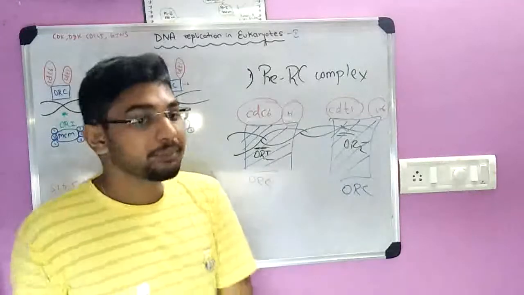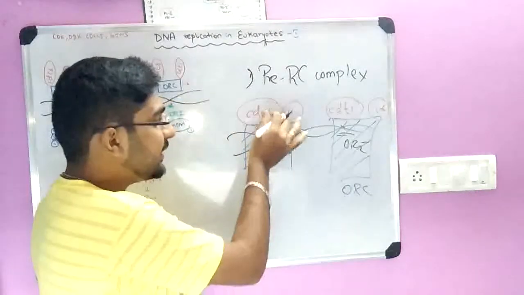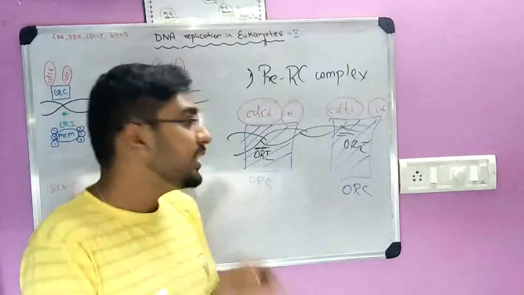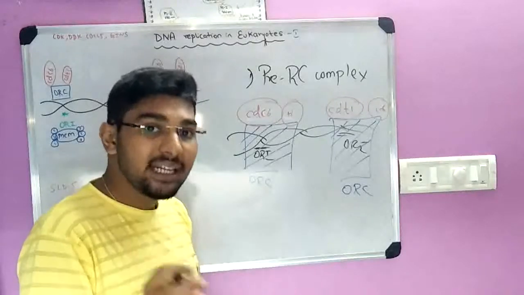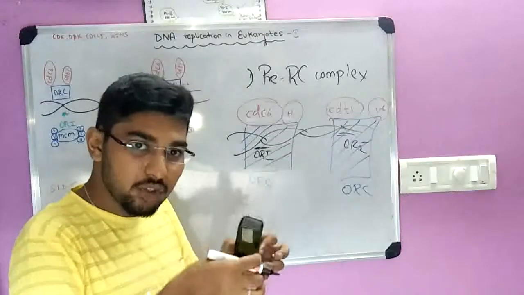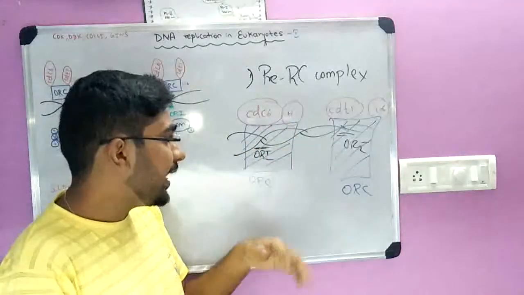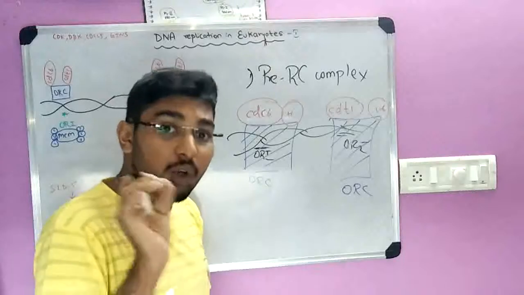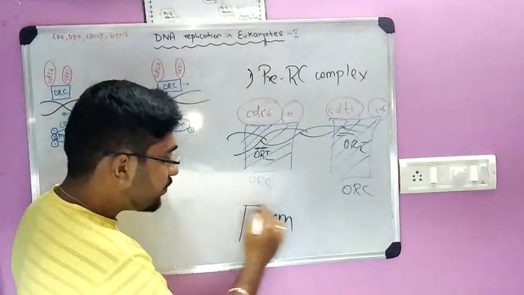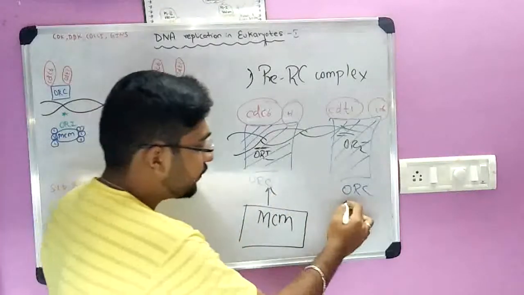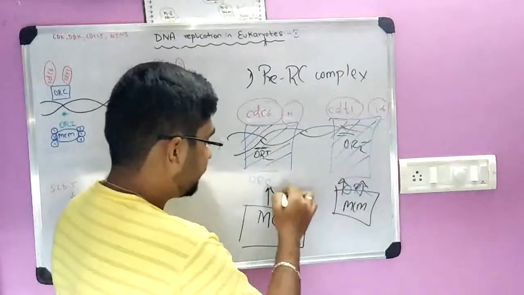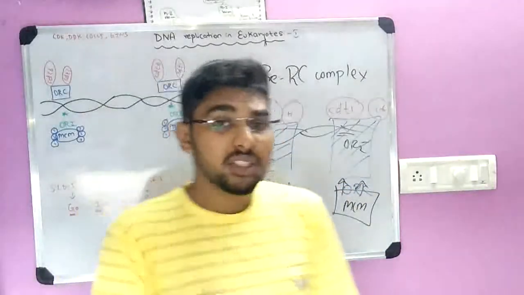Next what happens is CDT1 and CDC6 proteins come and bind over here. CDC6, cell division cycle 6, and CDT1, chromatin licensing and DNA replication factor 1. These two proteins come and bind to this. As soon as these proteins bind, they signal the mini chromosome maintenance protein, which we call MCM. This MCM, mini chromosome maintenance protein, comes and binds to this origin recognition complex. So this is the next step that happens.